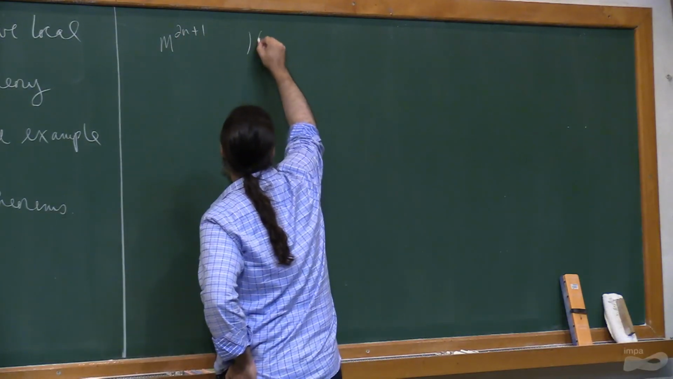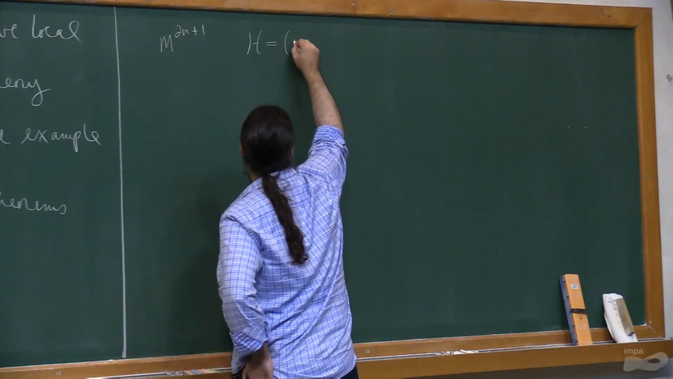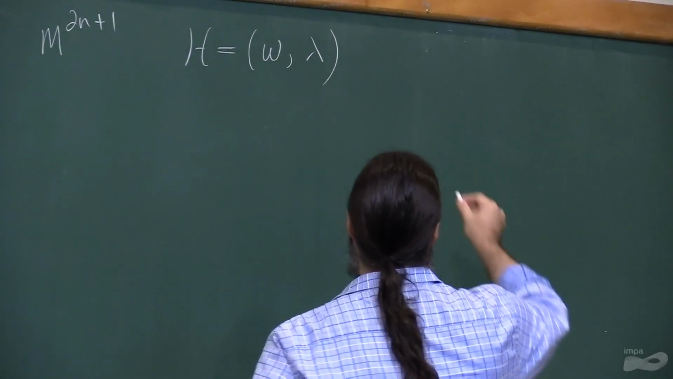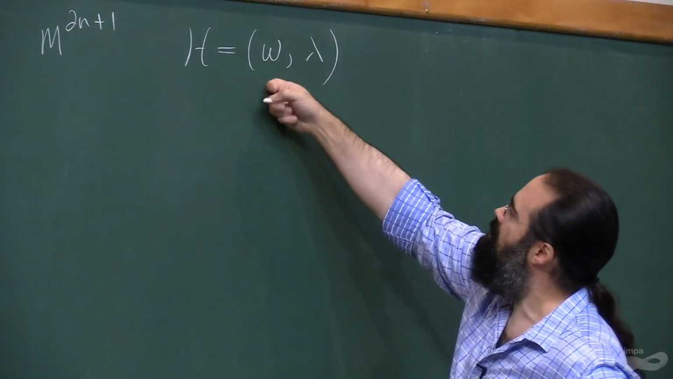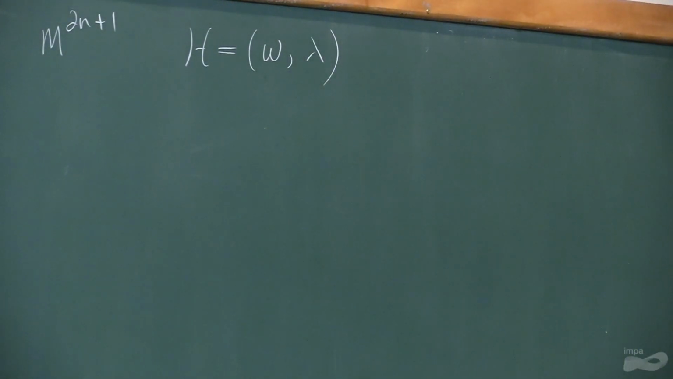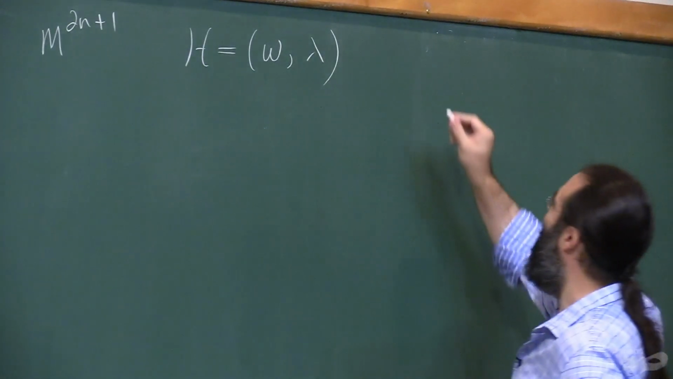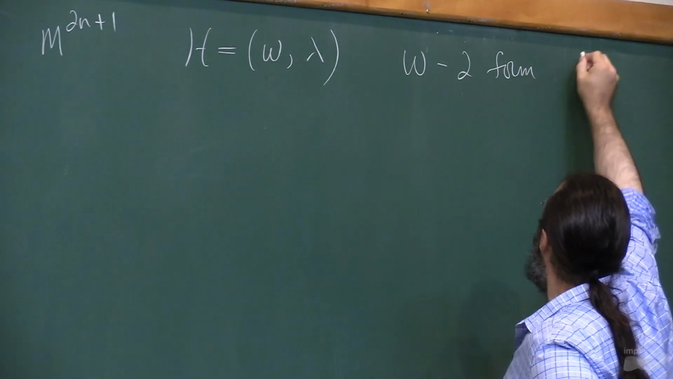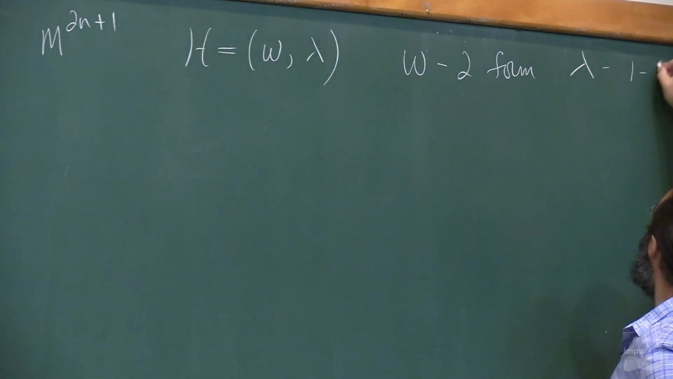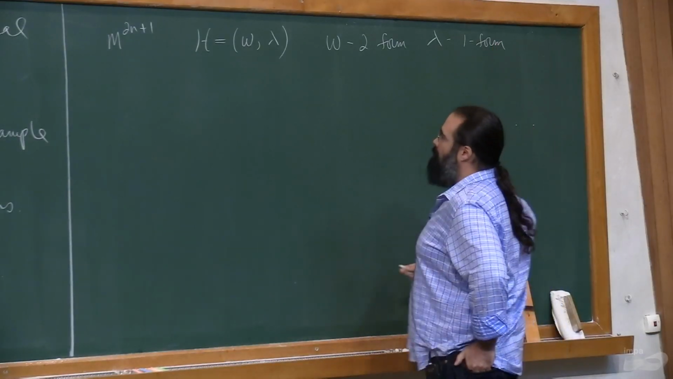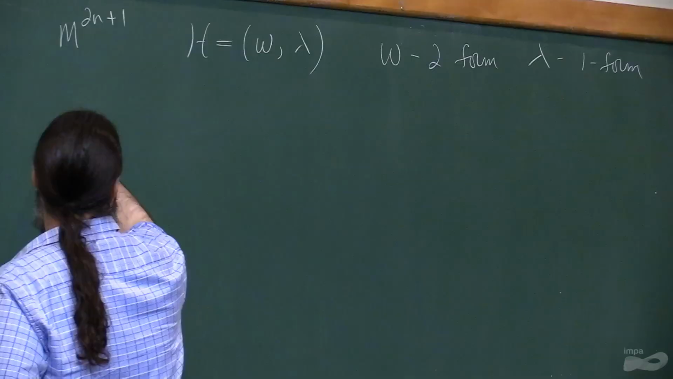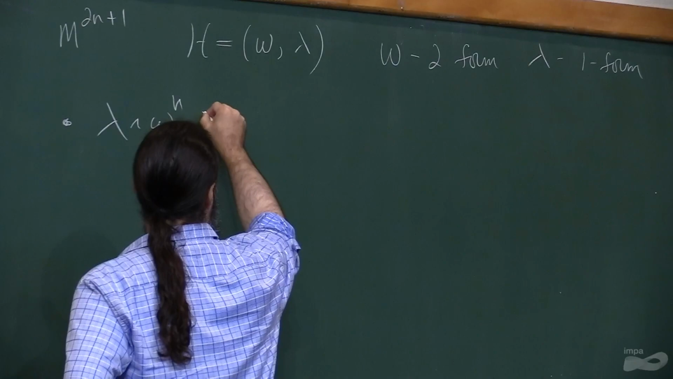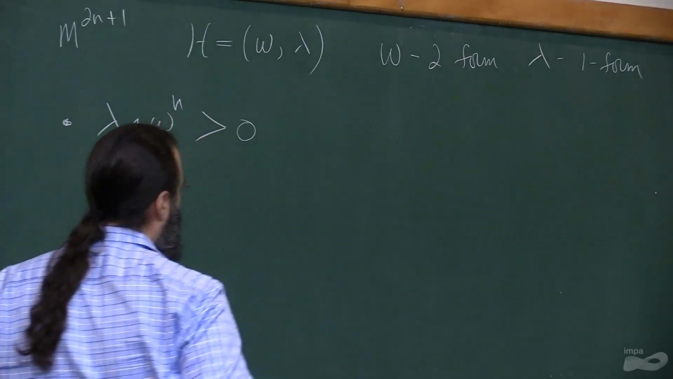manifold that's going to be equipped with what I'll call a stable Hamiltonian structure, which is a pair omega, lambda, where omega, I used to always write lambda first, and then I decided omega is more important here. So I write it first now. Omega is a 2-form on M, lambda is a 1-form. And there are going to be 3 properties here. So the first property is that lambda wedge omega to the n is a volume form.